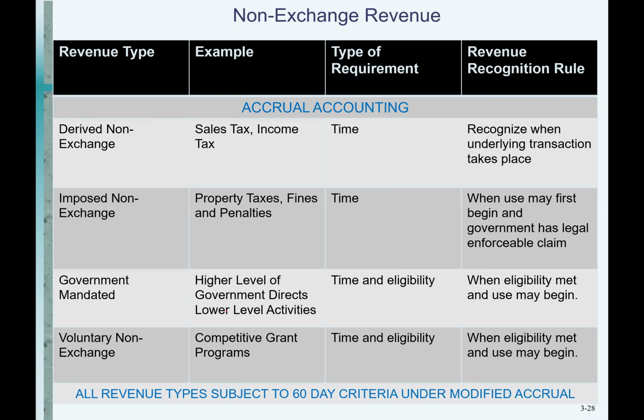And then they tell us, well, what will trigger the recognition of the revenue under these different categories? The top part is accrual, and then we have this note at the bottom that says, and by the way, keep in mind that 60-day criteria, again, it's not written in the standard that it's 60 days, but many governments and a lot of literature use the 60-day criteria.